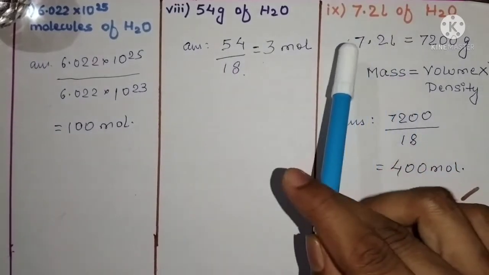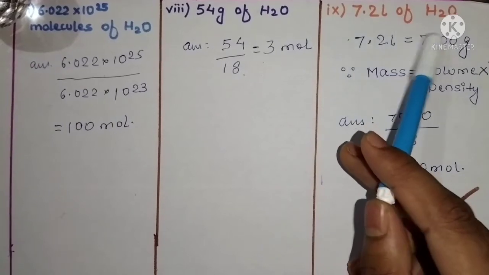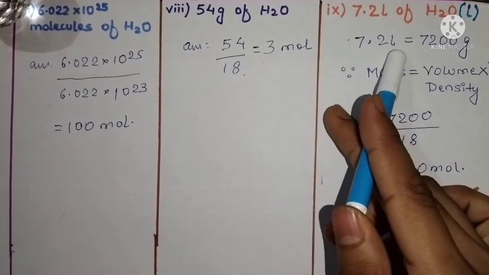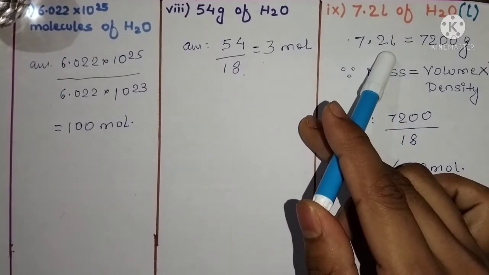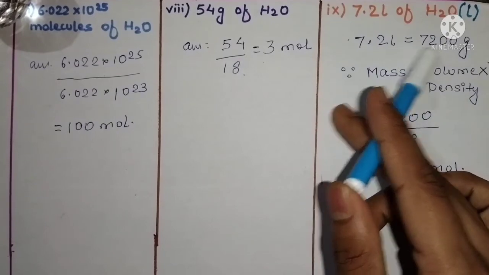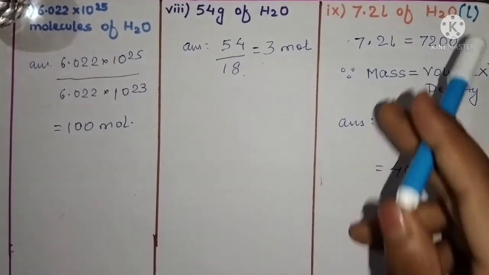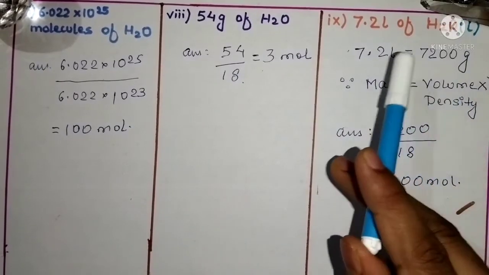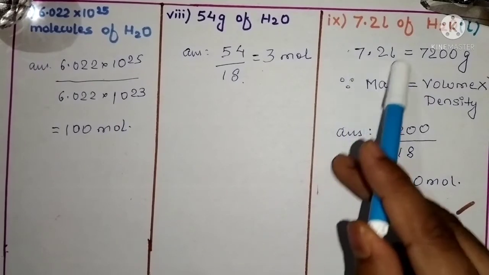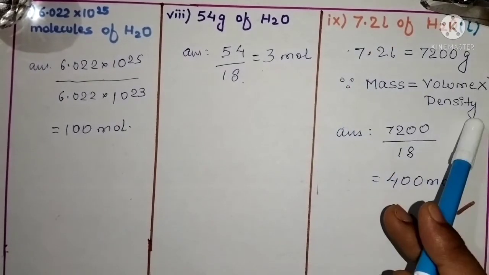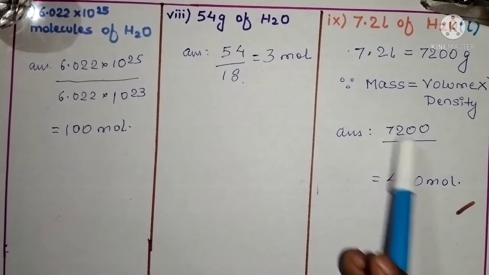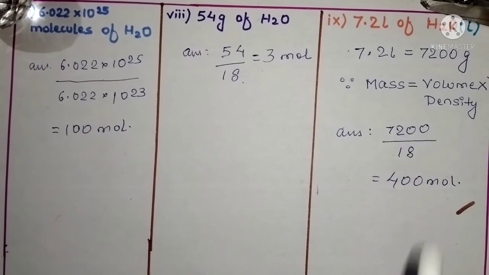Now in the last question, it is 7.2 liter of H2O. H2O is given in volume, that is liter, 7.2 liter. So instead of using the third formula, here we have used the second formula of mass. We have converted the volume of H2O into mass. In questions related to H2O, always remember that you have to convert the volume into mass using this formula, and then use the second formula instead of the third one, that is, divide the given mass by the molar mass. This is a special case for H2O.